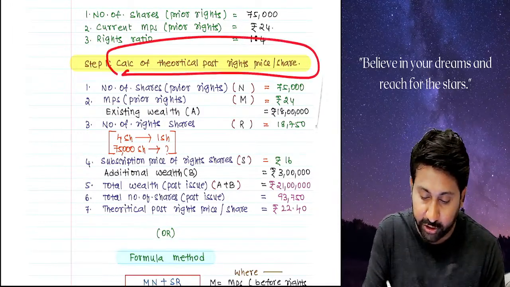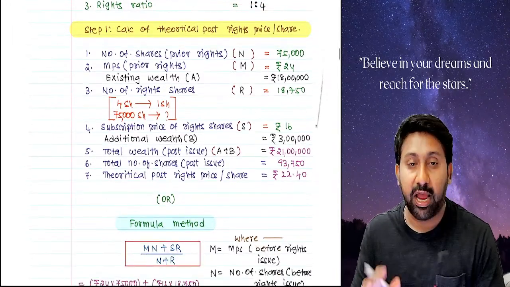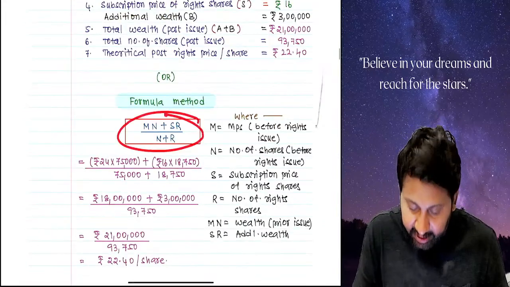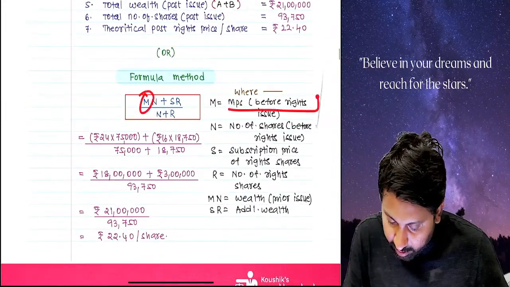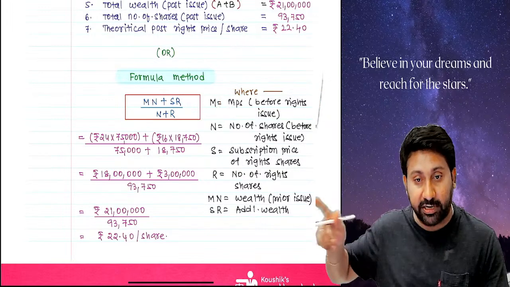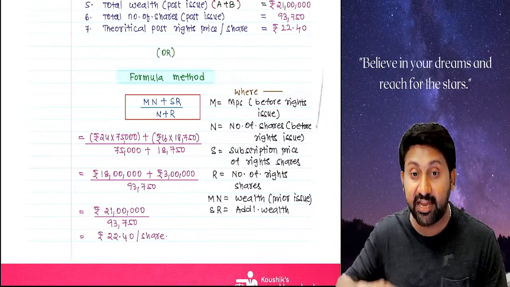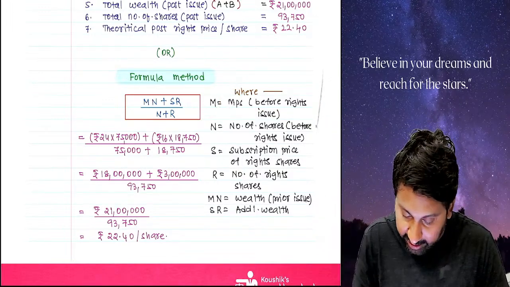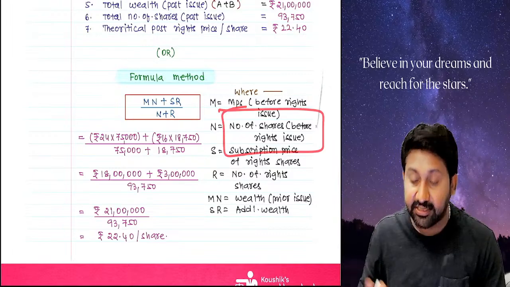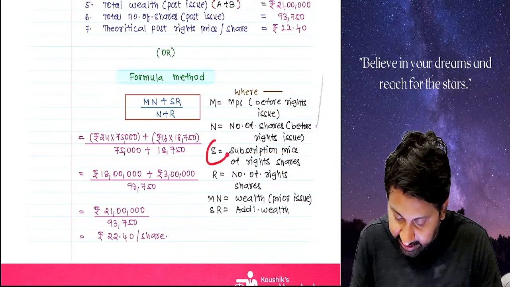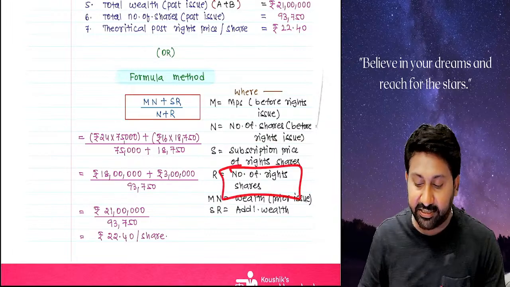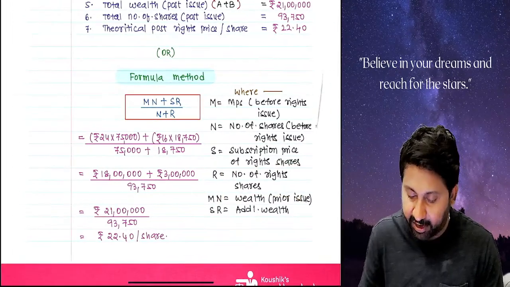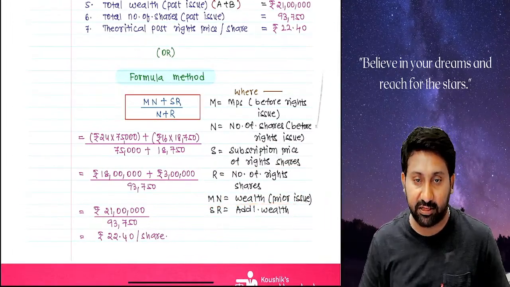Theoretical post rights price per share. How to calculate it? Mn plus SR divided by N plus R. What is M? Market price per share before rights issue. N, number of shares before rights issue. S, subscription price. R, number of right shares. Mn, wealth prior to issue. SR is the additional wealth.